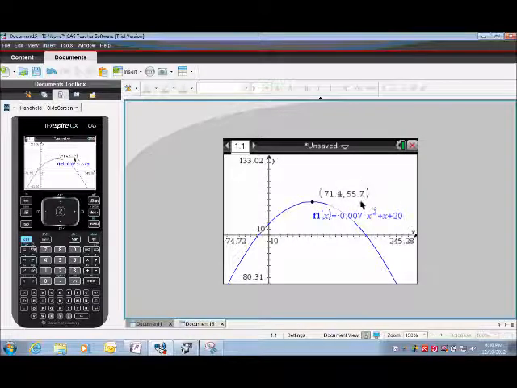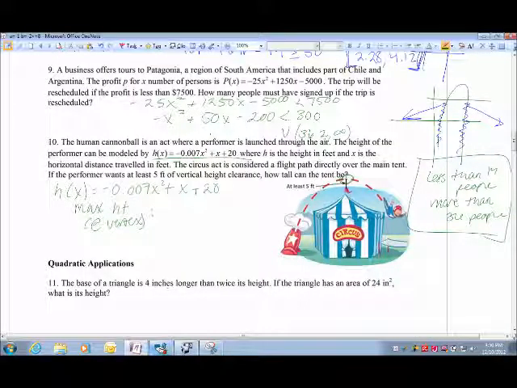Remember, our y value is our maximum height. So the y coordinate of our maximum of our parabola is 55.7. So the maximum height is 55.7 feet. Now, if the performer wants at least 5 feet of vertical height clearance, what we have to do is subtract 5 from his maximum height he can reach to find the maximum height the tent can be.